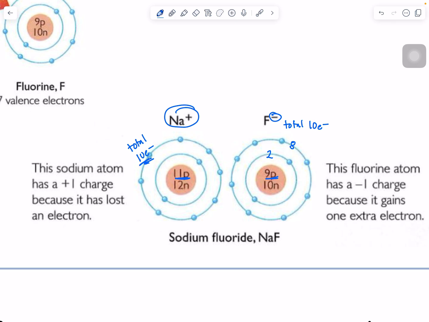I now have an ion that has a positive charge and an ion that has a negative charge. Because of electrostatic interactions, they stick together. It's a very strong interaction and forms a solid, sodium fluoride. So the process: first I lose and gain electrons to form a charged particle. And then the ionic bond is just that electrostatic attraction between the two charged particles.